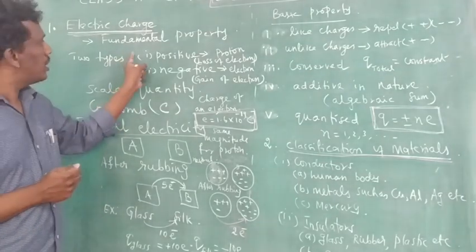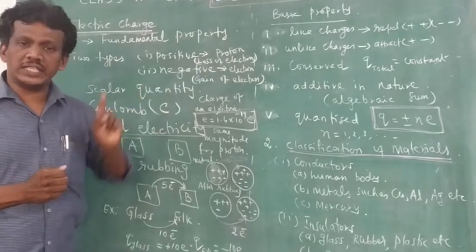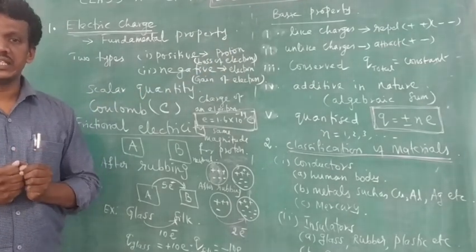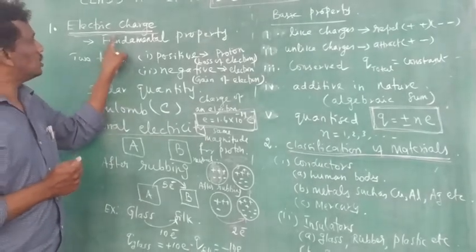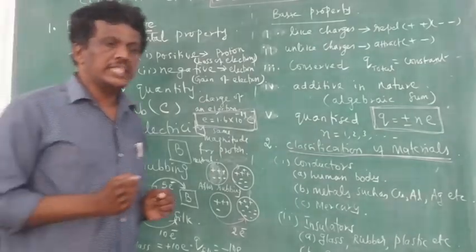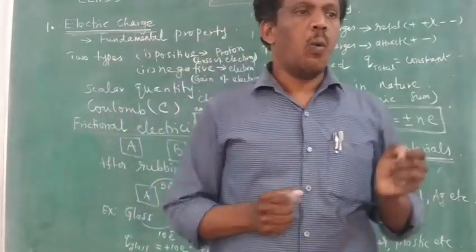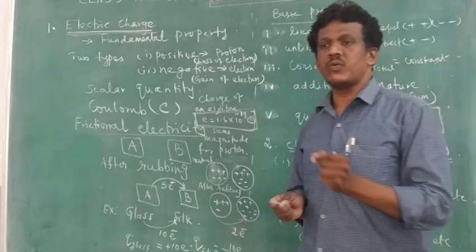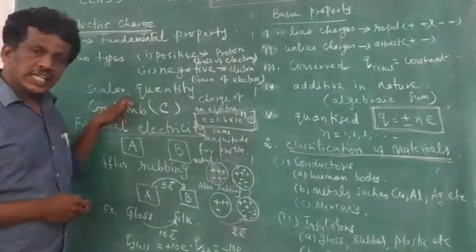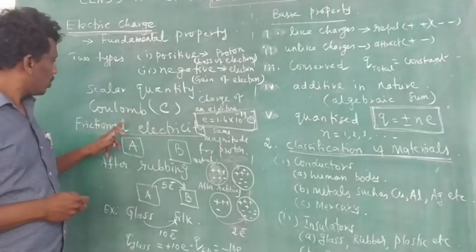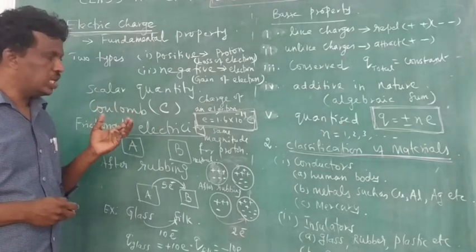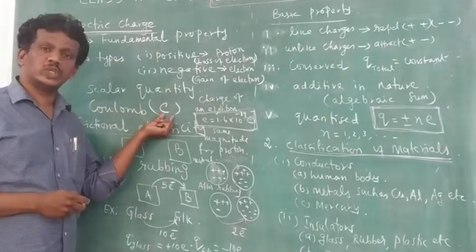It is a fundamental property of any matter like mass, length. The same way, the electric charge is also defined as a fundamental property. There are two kinds of charges. One is positive, another one is negative. It is a scalar quantity. It is measured in coulomb. Whenever we are using the unit as a scientist's name, the symbol should be capital.